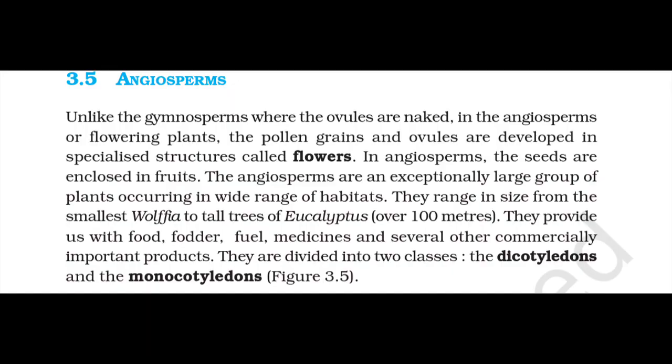3.5 Angiosperms. Unlike the gymnosperms, where the ovules are naked, in angiosperms or flowering plants, the pollen grains and ovules are developed in a specialized structure called flowers. In angiosperms, the seeds are enclosed in fruits. The angiosperms are an exceptionally large group of plants occurring in a wide range of habitats. They range in size from the smallest Wolffia to the tall tree Eucalyptus. They provide us with food, fodder, fuel, medicine, and several other commercially important products. They are divided into two classes, dicotyledons and monocotyledons.